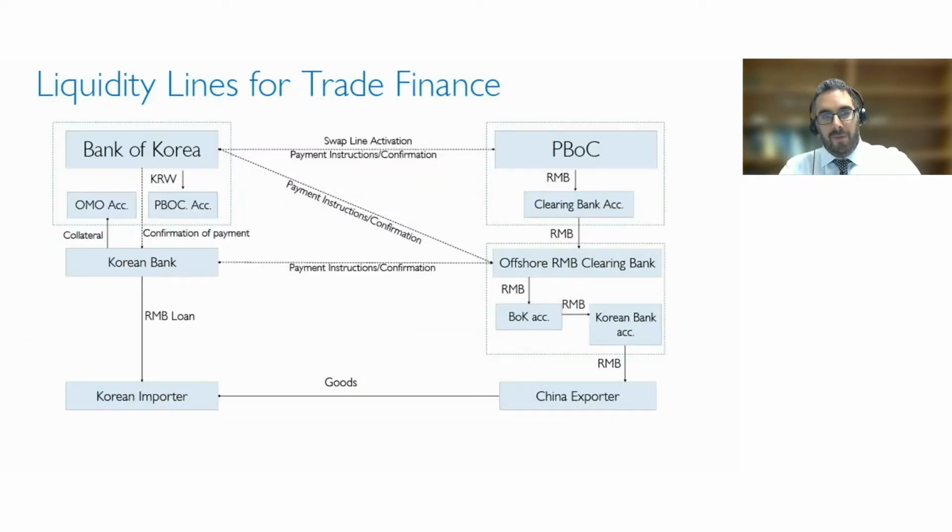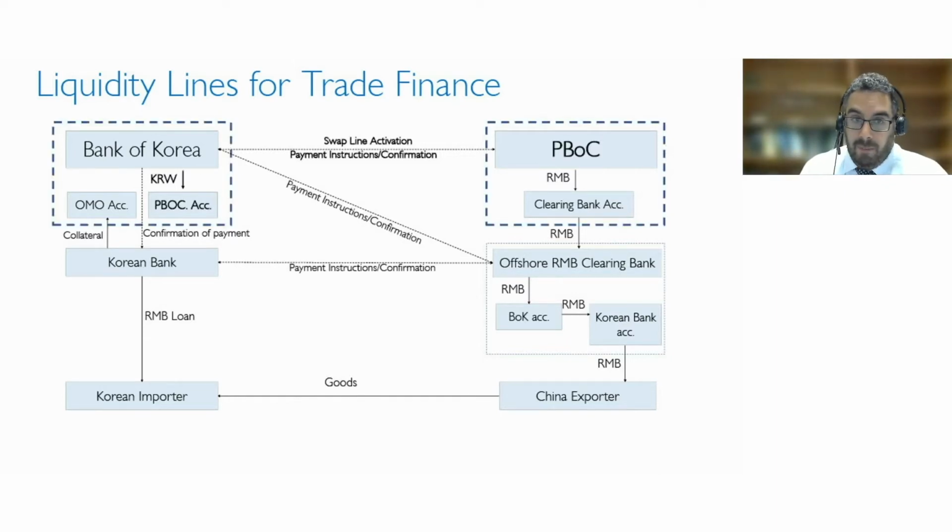So I want to start with an example of the People's Bank of China lending to the Bank of Korea to fund trade between Korea and China. So this is a swap line transaction. What would happen is that the Bank of Korea would essentially request RMB via the swap line. So it would say to PBOC, I would like to borrow.